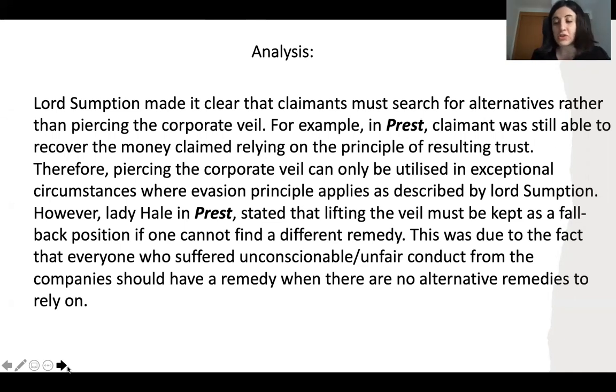Then we talk about the judgment of Lady Hale in Prest, who stated that lifting the veil must be kept as a fallback position if one cannot find a different remedy. This was due to the fact that everyone who suffered unconscionable, unfair conduct from the companies should have a remedy when there are no alternative remedies to rely on. So this is like a last resort. So we provided a good overview of the relevant law, and now we have to analyze further.